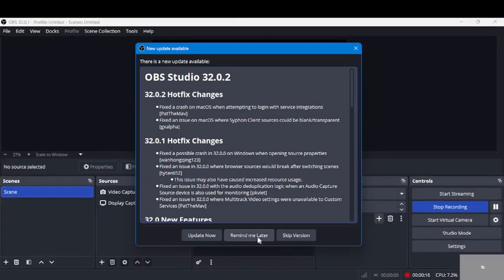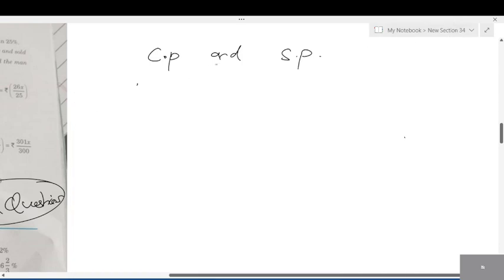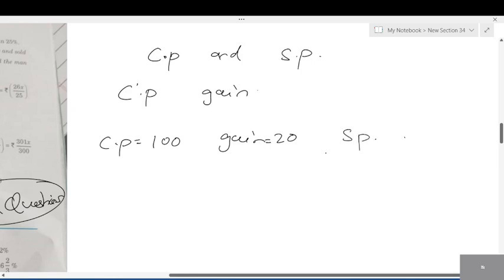Sometimes, in some question, instead of selling price, they'll give you cost price and they'll give gain, right? Example: cost price of a book is 100 and the gain is equal to 20. What are the two things they've given? I've given here cost price. What is missing here? SP. Gain and gain percent is different. Don't get confused with these two, students.